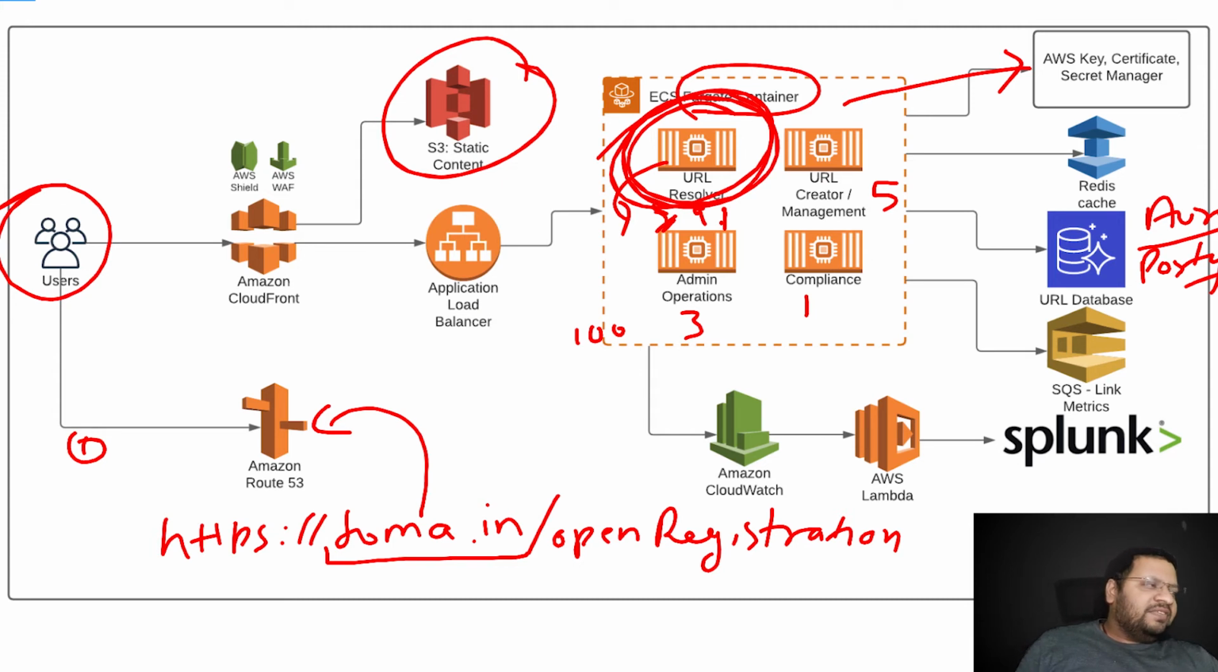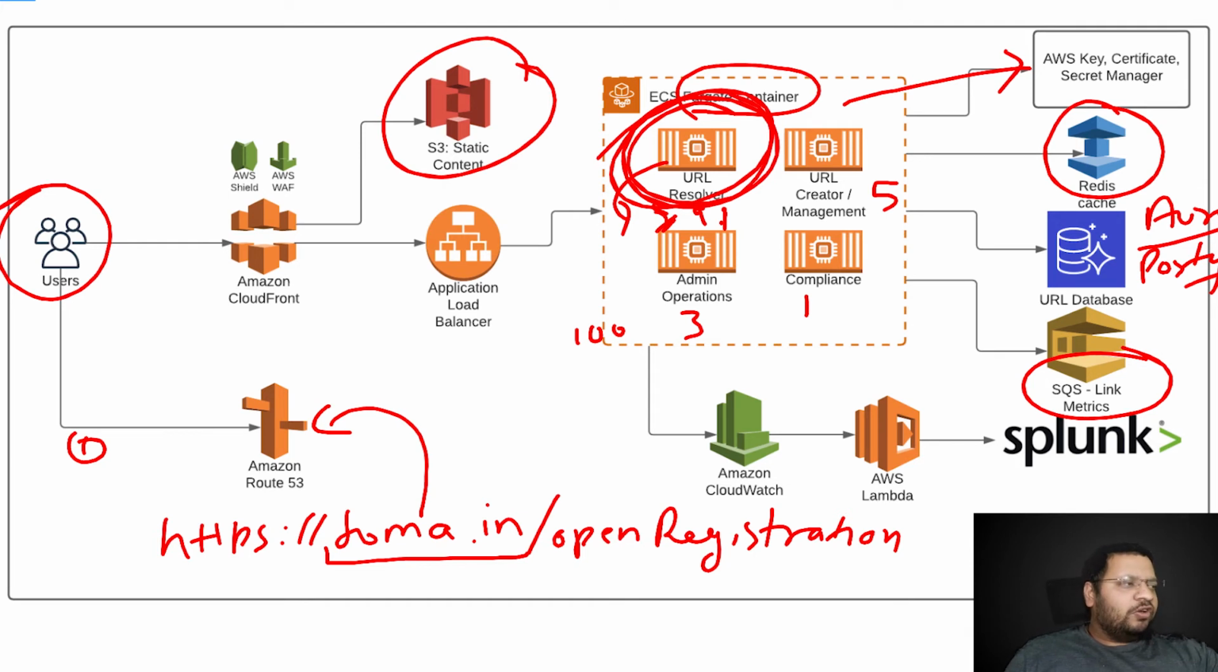Apart from that, we have SQS that is used to propagate the links and the metrics that happen. This would be more apparent once we move to the next diagram. And we have a cache. We're using a distributed cache, ElastiCache, based on Redis, and that will provide all the caching of the links and everything within the system. So that happens over here.